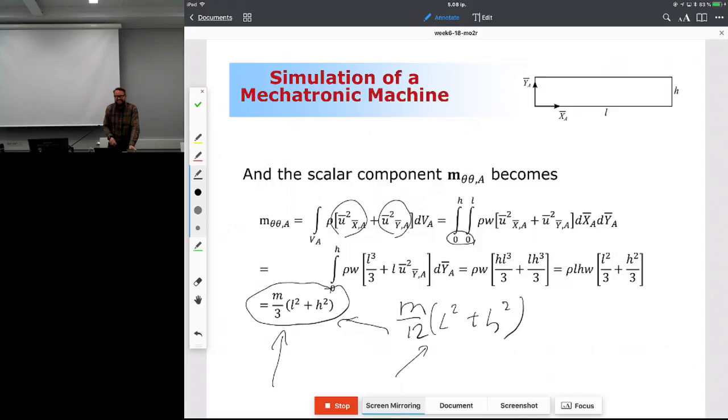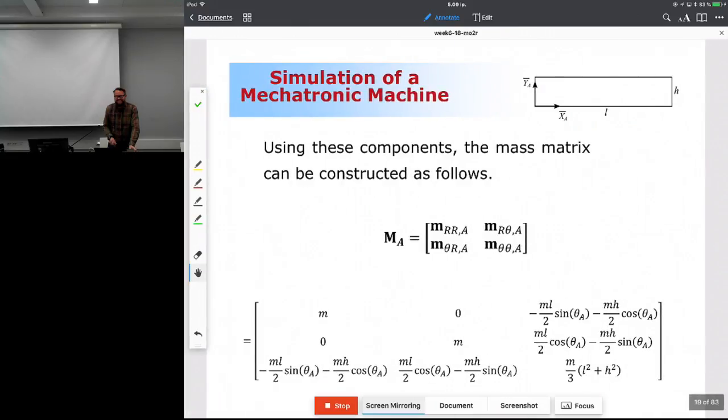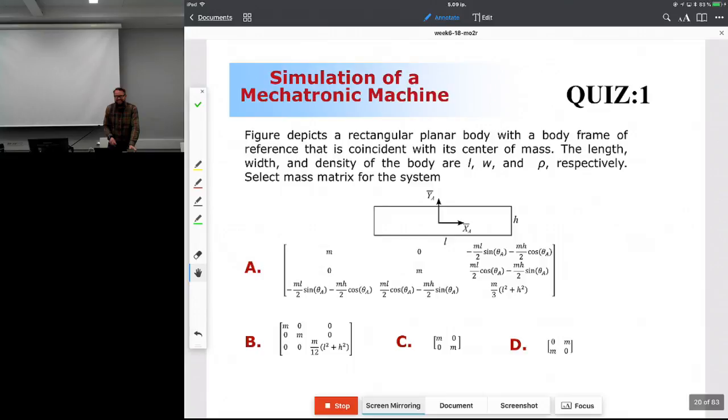Makes sense? Okay, now to my in-class quiz, which is this one. This is how it looks when I put things together. So this is how the 3x3 rotation matrix finally looks. My in-class quiz is this. I have here a rectangular planar body, and I'm saying that the body reference coordinate system is located in this particular location here. I'm asking which one of 4 choices is the mass matrix of this body.